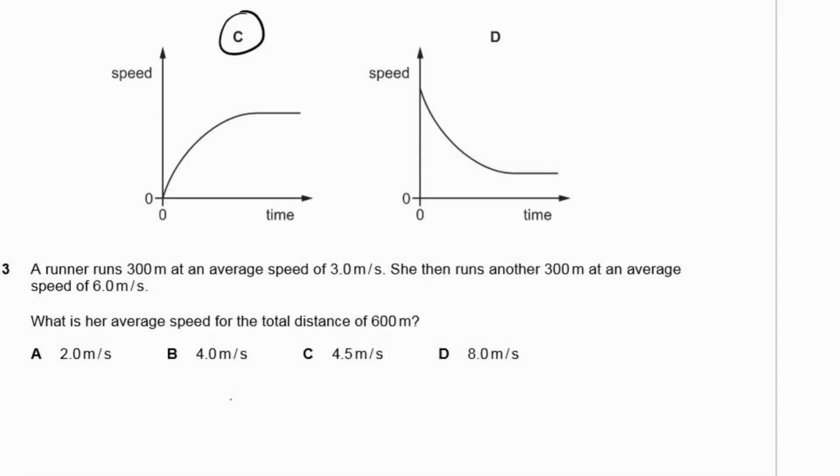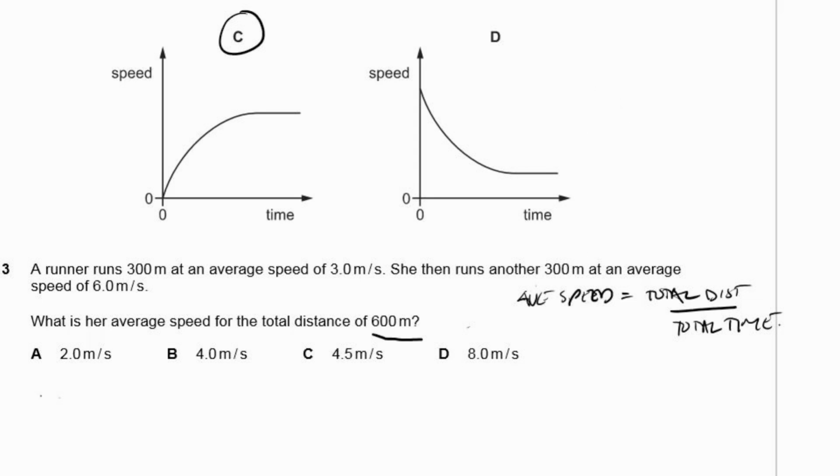3. A runner runs 300 meters at an average speed of 3 meters per second. She then runs another 300 meters at an average speed of 6 meters per second. What is her average speed for the total distance of 600 meters? Okay, well, what do we know? We know that average speed is total distance divided by total time. Now, if we look at the question, we have the total distance. What we don't have is the total time. So we need to calculate the time for each section.